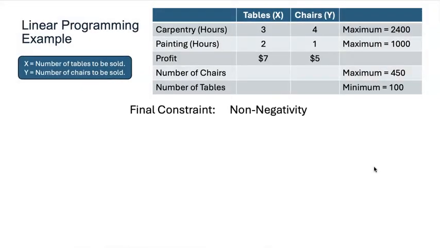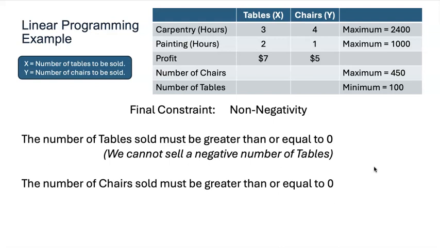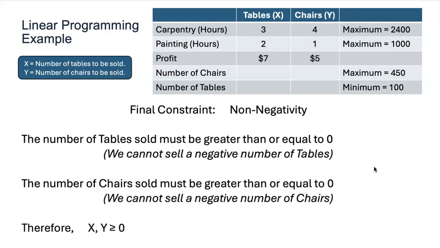But then there's another constraint that we're not given, but it is known, and we need to list it in each case. It's a non-negativity constraint. All that says is the number of tables sold must be greater than or equal to 0. We cannot sell a negative number of tables. And the number of chairs sold must be greater than or equal to 0 as well, since we cannot sell a negative number of chairs. So both X, the number of tables sold, and Y, the number of chairs sold, should be greater than or equal to 0. And that's our non-negativity constraint.